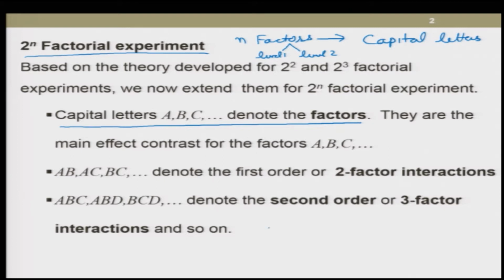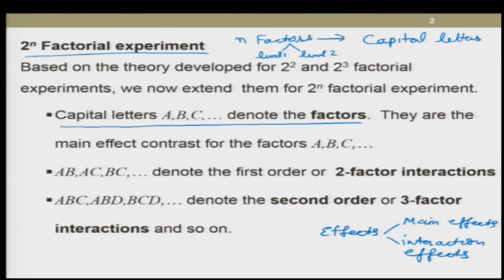Once we have these factors, then we have different types of effects. One is the main effects, and another is the interaction effects. For example, you have seen that in the case of 2 square factorial experiment, we had 2 main effects A and B and 1 interaction effect AB. Similarly, in the case of 2 cube factorial experiment, there were 3 main effects A, B, C, and there were 4 interaction effects AB, BC, AC and ABC.